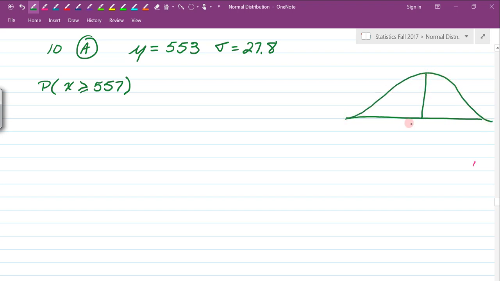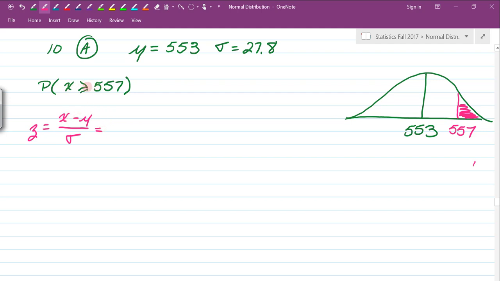We put our mean in the center as 553, and we're going to put our 557 over here to the right because we go in numerical order as a number line would. And we're looking for the probability of a student making greater than 557. So that means we're going to standardize our score. Our formula to standardize our score is x minus mu divided by our standard deviation. And our x is right here.